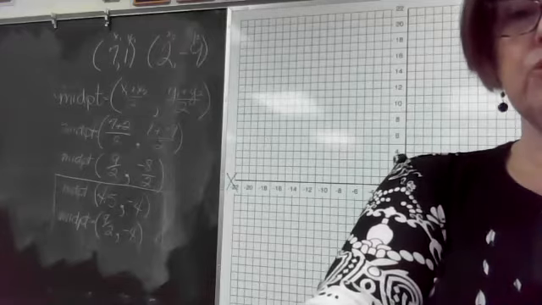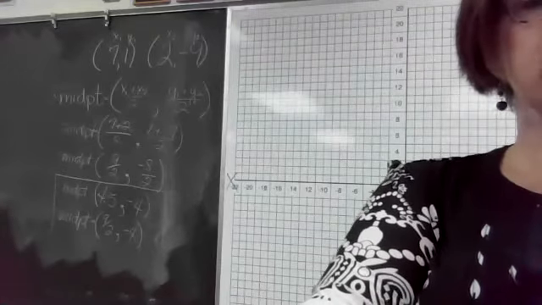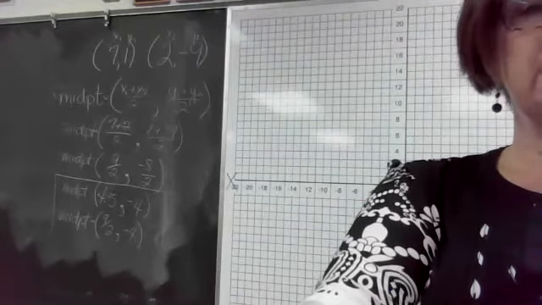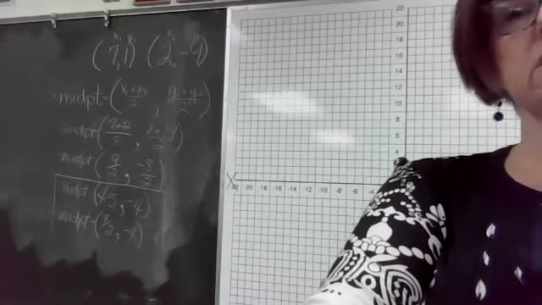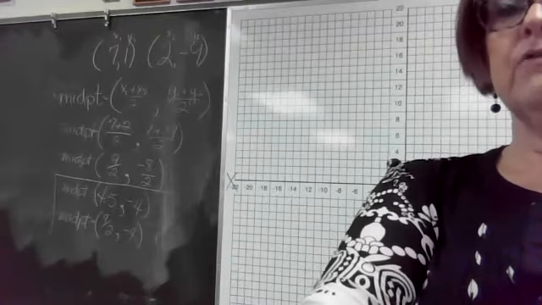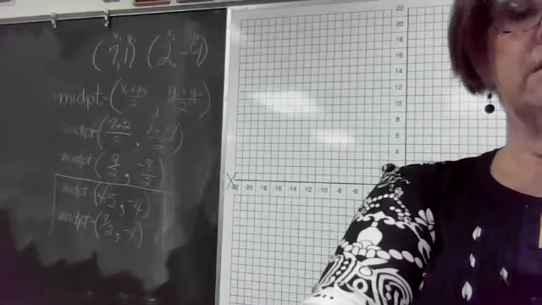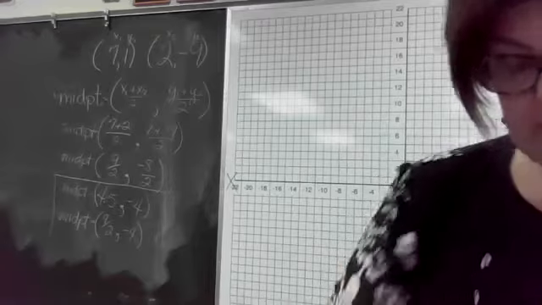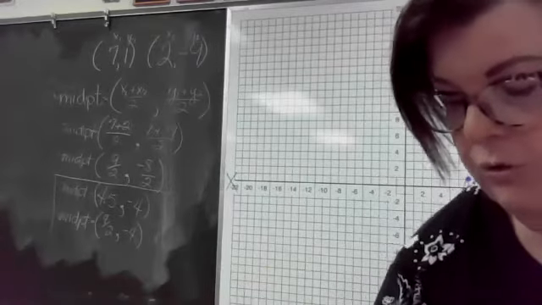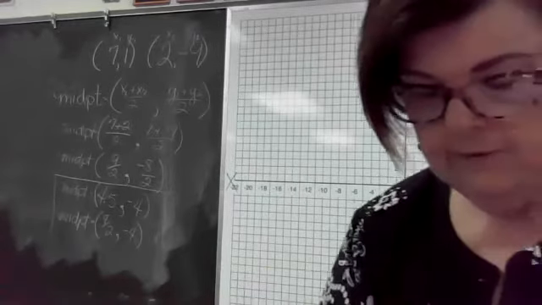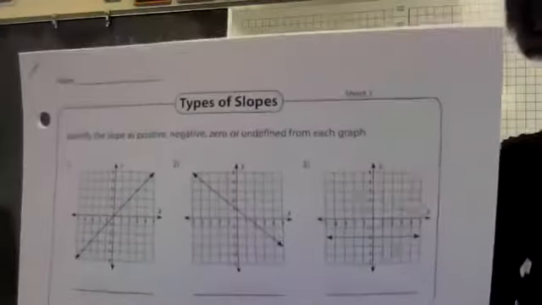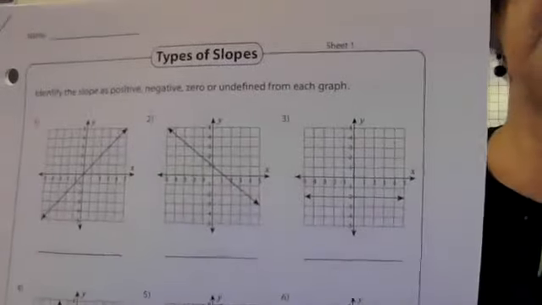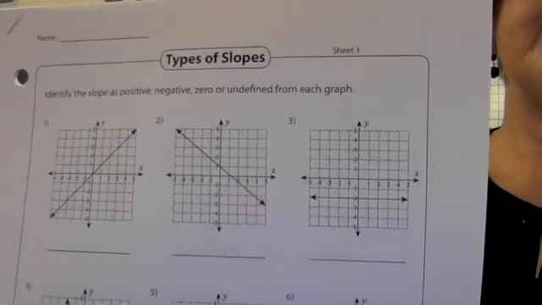Okay. So this is how to find the midpoint and the length or distance. And if there are no questions here, we're going to move to this second packet 2 that I sent to you yesterday. We're going to talk about the types of slopes. The types of slopes. Okay.